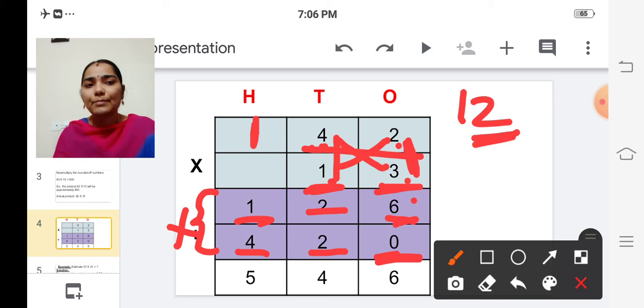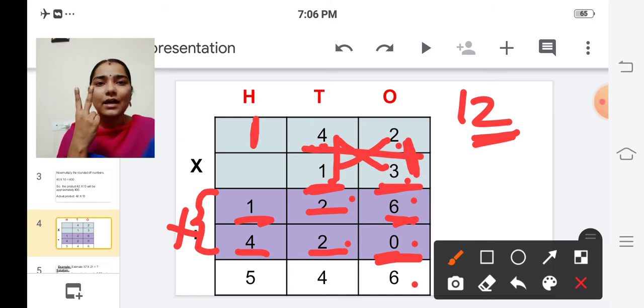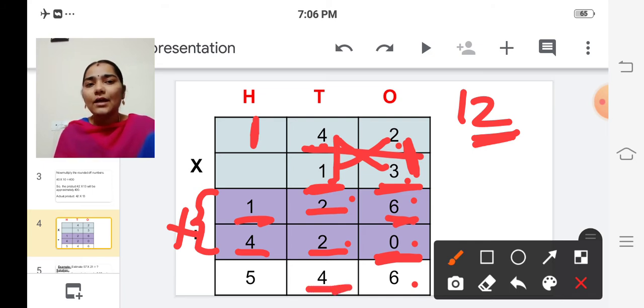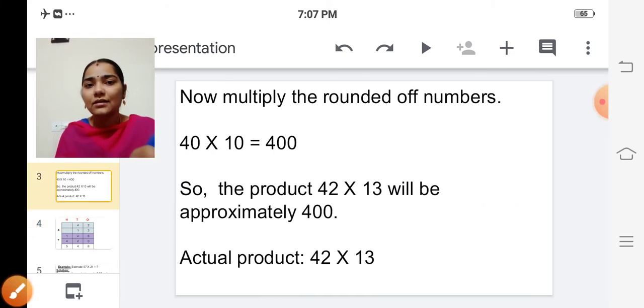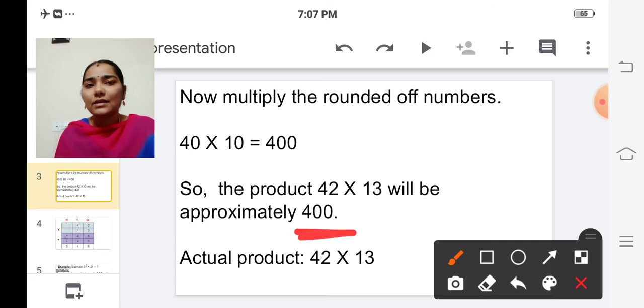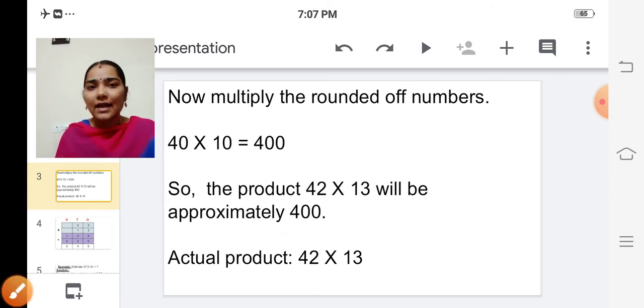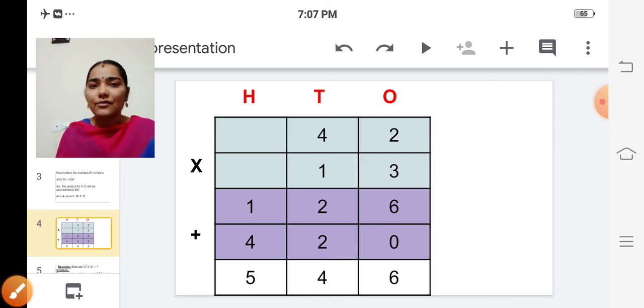Add 6 plus 0 is 6, isn't it? And 2 plus 2 is 4. Write that 4 here. And 1 plus 4 is 5. So the actual product is 546. What is the estimated product we have got? 400, isn't it? It is the estimated product and the actual product is 546. Have you all understood?